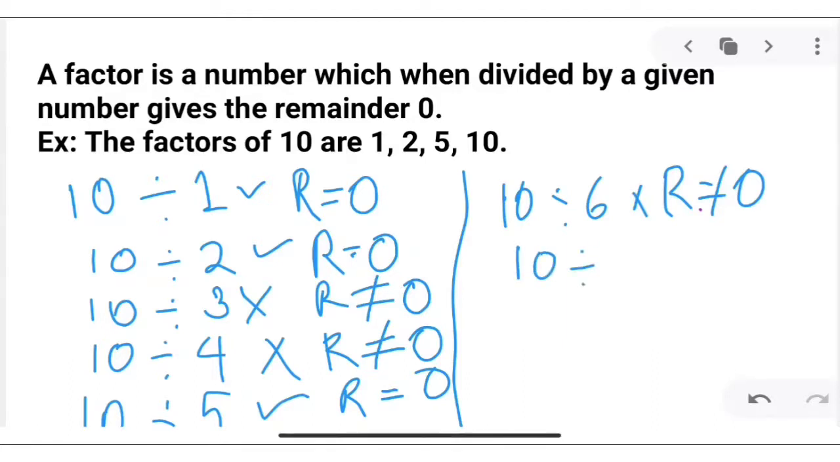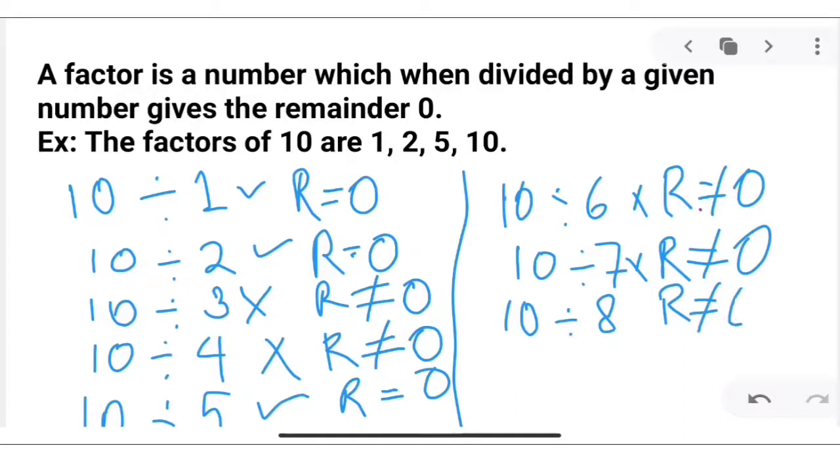When we divide 10 by 7, the remainder is not 0. That means 7 is also not a factor of 10. When we divide 10 by 8, the remainder is not 0. That means 8 is also not a factor of 10. And when we divide 10 by 9, still we don't get a remainder equal to 0. That means 9 is also not a factor of 10.